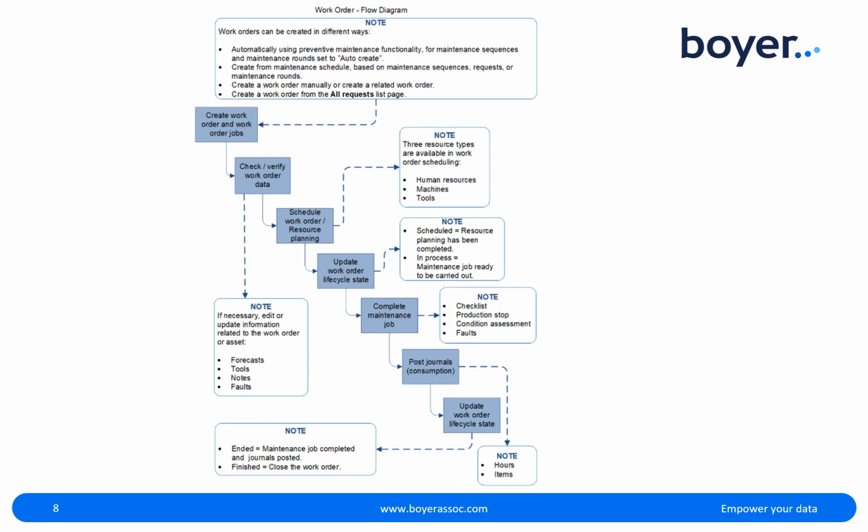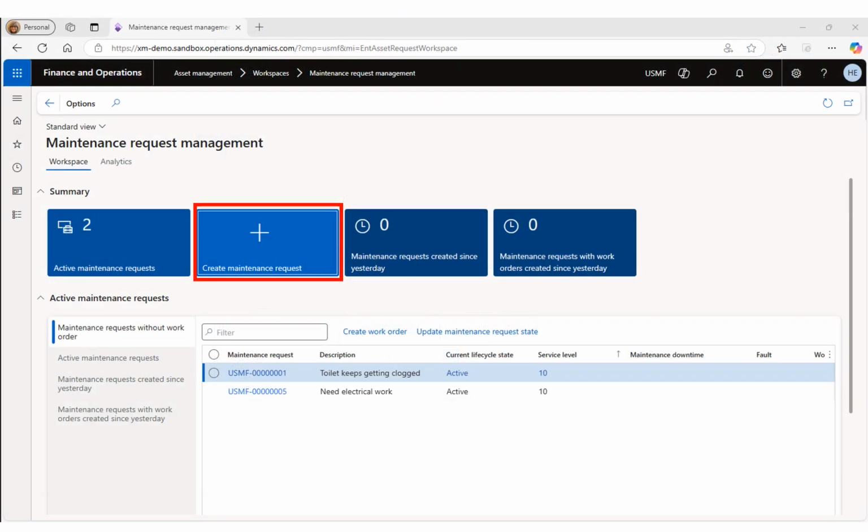Now, let's hop over and take a look at work orders in the product. Okay, now we are in the Maintenance Request Management workspace. The work order process often starts with a maintenance request. So let's create one by clicking Create Maintenance Request.